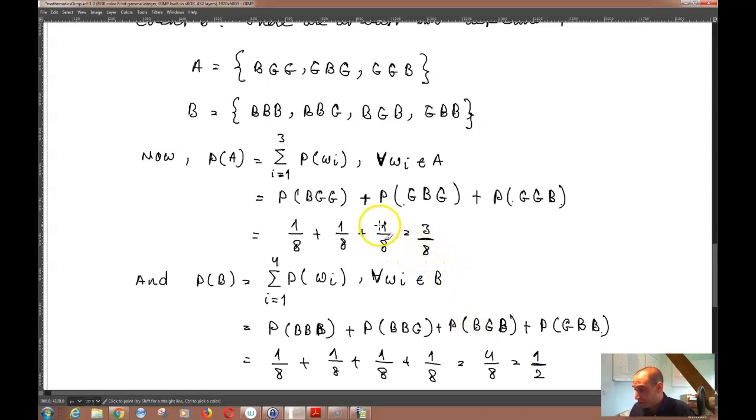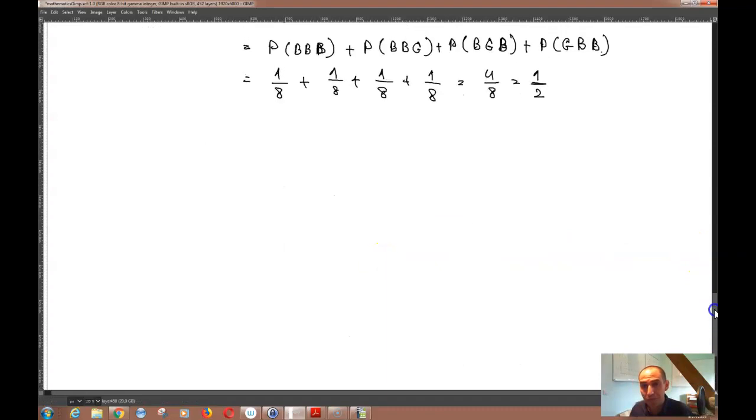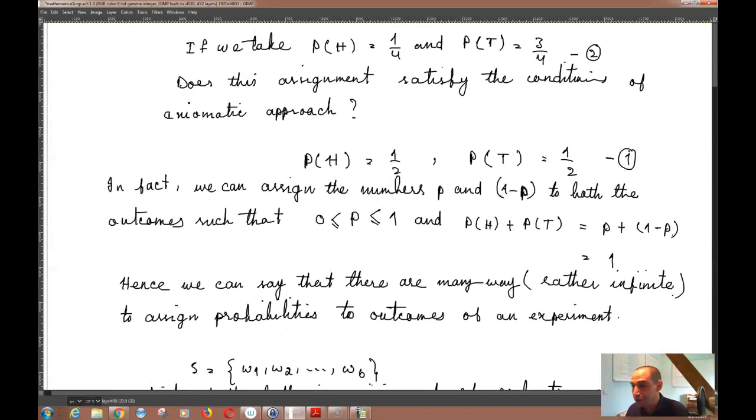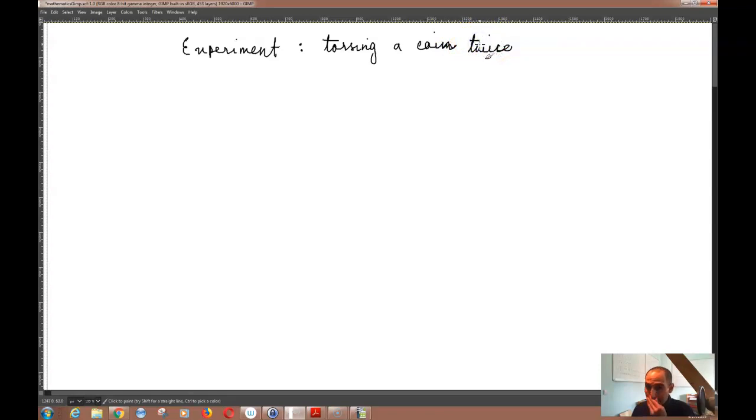So let us consider another experiment of tossing a coin twice. So the experiment is tossing a coin twice, and the sample space for this experiment would be HH, HT, TH and TT.